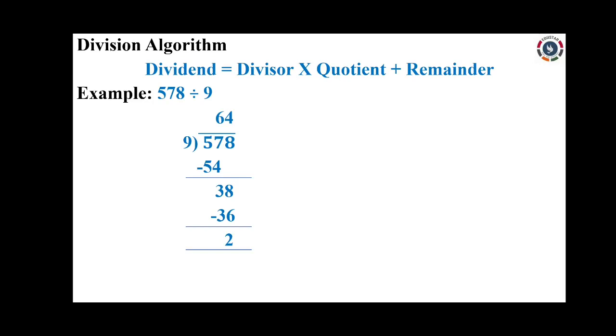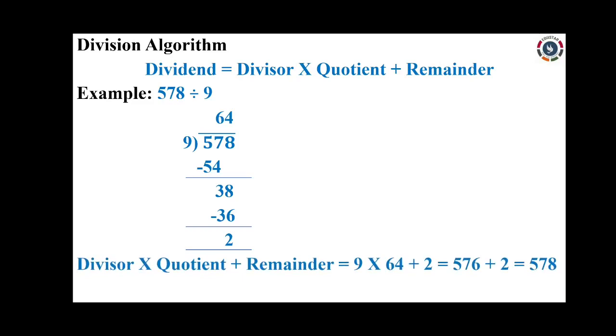Now, bring down 8. 38. Can 38 be divided by 9? Yes. 4 9s are 36. So, write 4 in the quotient. Write 36 down of 38. 38 minus 36 is equal to 2. So the quotient is 64, remainder is 2.